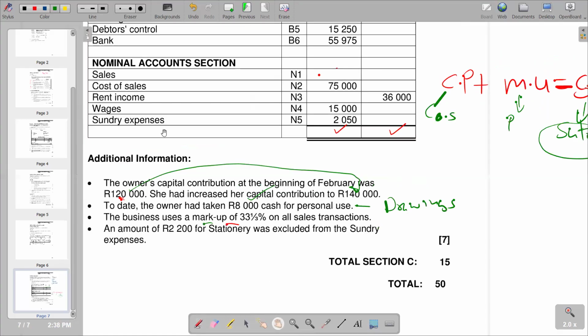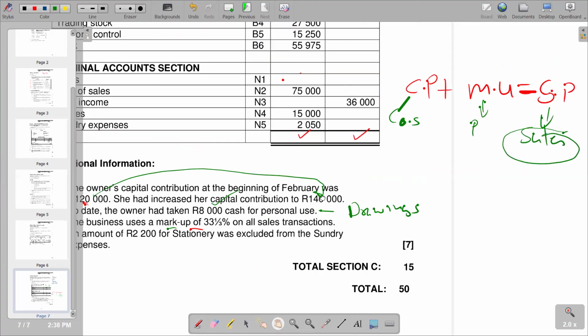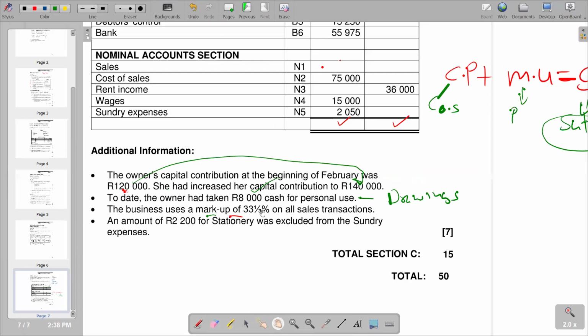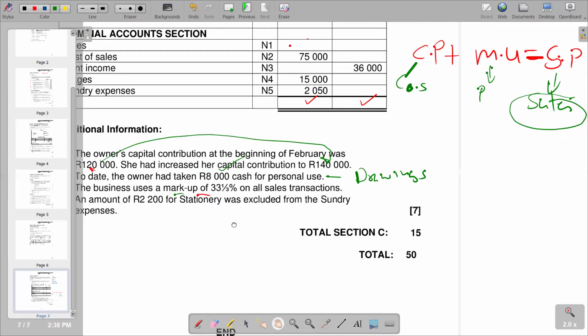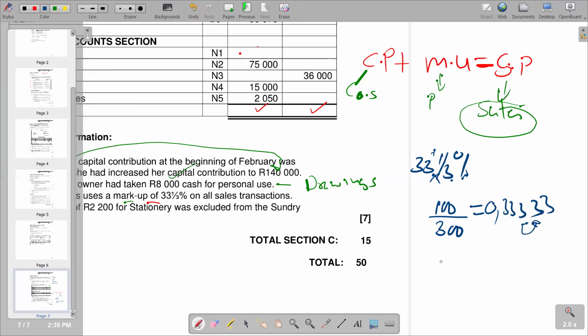And we see that for cost of sales we've got 75,000. So what we are going to do is first of all find the figure for markup, which is given here as 33 and a third percent. So we are going to say 33 and a third. We convert it to an improper fraction: 3 times 33 plus 1 becomes your numerator, 100, and the denominator is 3 multiplied by 100, which is 300. So it becomes 1 over 3. To a decimal, it becomes 0.333. We are going to leave it as 0.333.